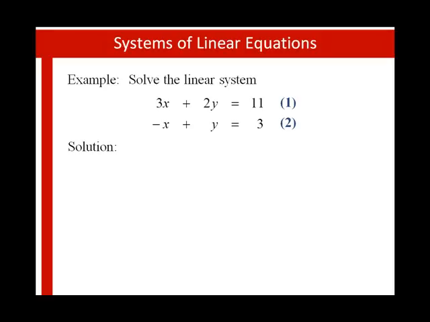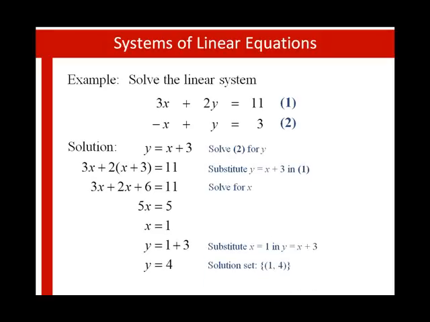For example, solving the following linear system, 3x plus 2y equal to 11, minus x plus y equal to 3, what we can do is assign a number to each equation. For example, the first equation we can call equation 1, the second one we call equation 2. As you know, there are several methods that I'm sure you have learned before to solve this system. In this example, we will use the substitution method. The solution is as follows.